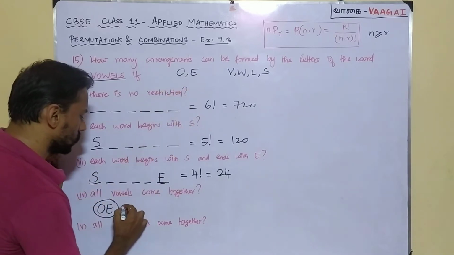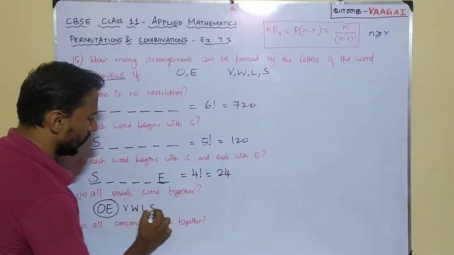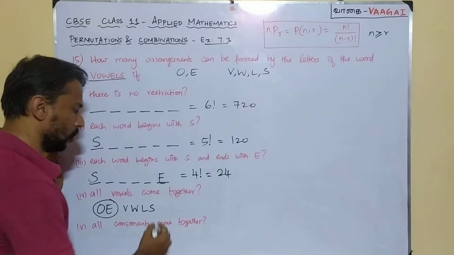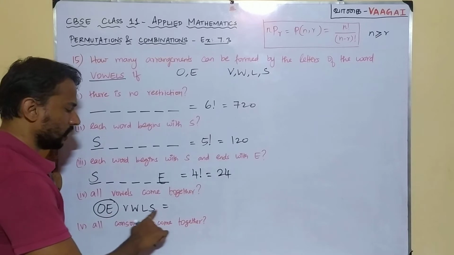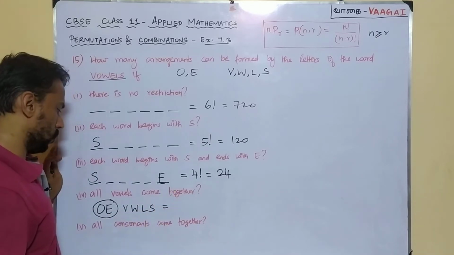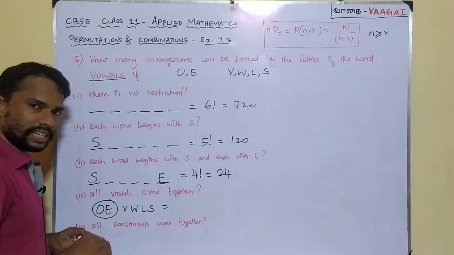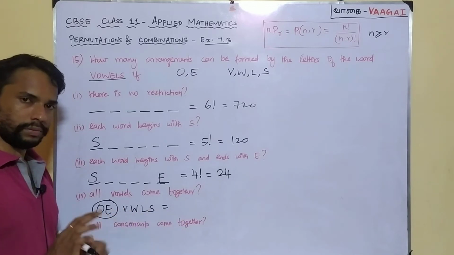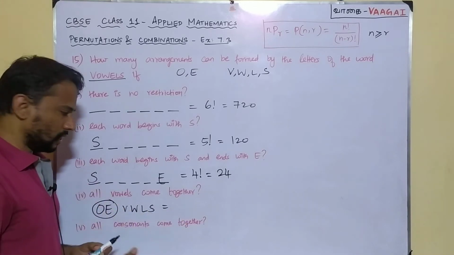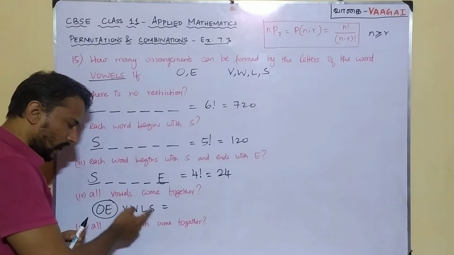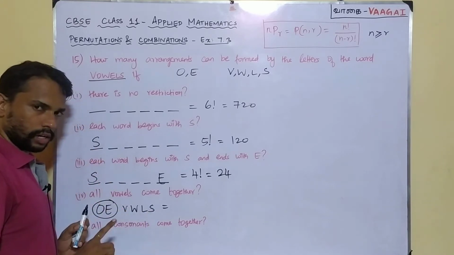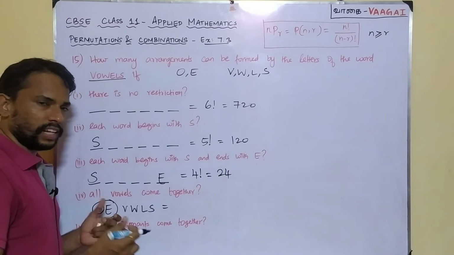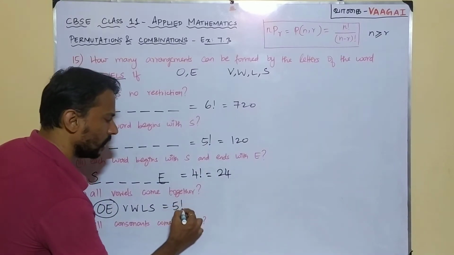And what about the other letters? The other letters are V, W, L and S. There is no restriction for those letters. So we have simply O and E alone coming together, and the other 4 letters are without any condition. Our task is like arranging how many different objects? 5 objects. Why? Because 1, 2, 3, 4 and 5. Because you made this as one single bunch, this is like one object now. So there are 5 objects, and to arrange 5 objects, there will be 5 factorial ways.